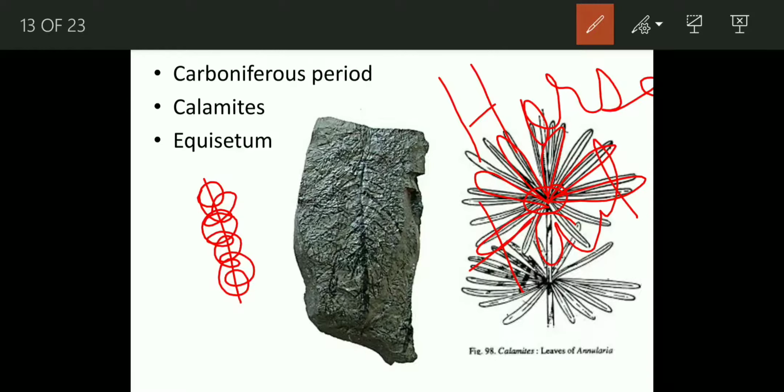Okay. Now the plants that belong to Sphenopsida are known as arthrophytes. Okay. Why are they called arthrophytes? Do remember this term. They are called arthrophytes.